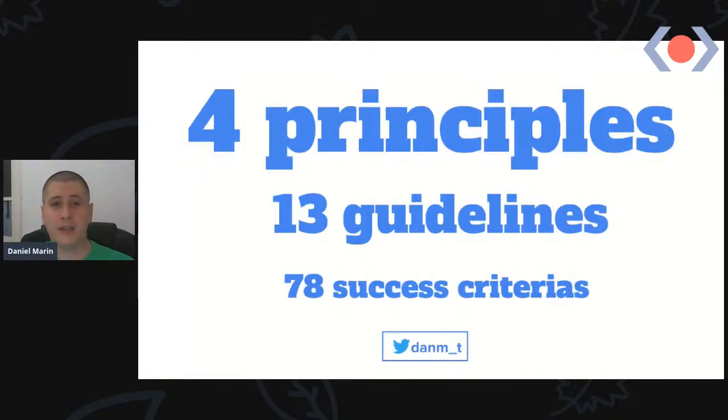So I know I just said a bunch of things, a lot of principles, a lot of words. So basically what we have to know is that we have 4 principles that are divided into 13 guidelines and 78 success criteria. What this means is that if you want to be 100% WCAG compliant, you have to meet 78 success criteria. And that's not easy at all.